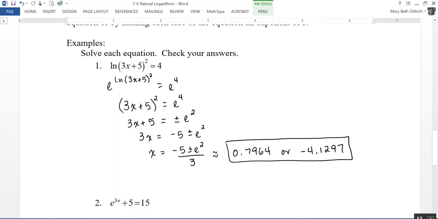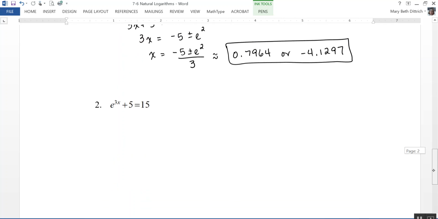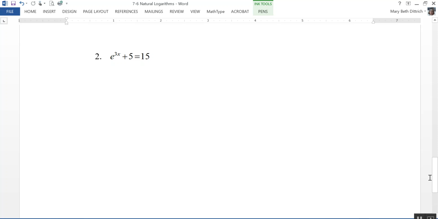And I would check this by plugging it back into my calculator for x and see if the left-hand side isn't going to be exactly, because these are approximations, but it should be approximately equal to 4. And our last example here says e raised to the power of 3x plus 5 is equal to 15. First thing I'd like to do is get e all by itself, so I'll go ahead and subtract 5 on each side. So e to the power of 3x equals 10. And now I'll take the natural log of each side. The natural log of e to the 3x equals the natural log of 10.